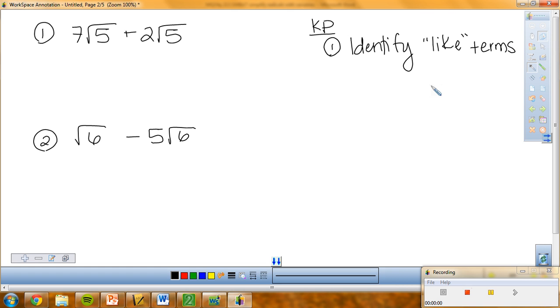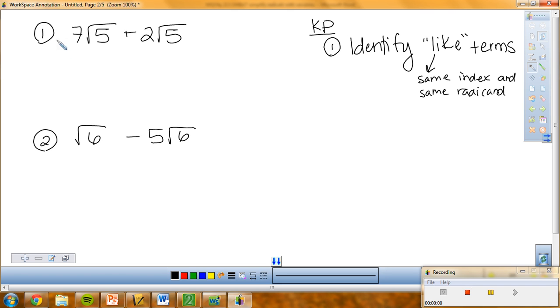So we're familiar with like terms, but usually we consider like terms being similar variables. We don't even have any variables in this objective. So we need to start thinking of like terms, and in this case, like means same index and same radicand. So we need the same little number and the same number underneath.